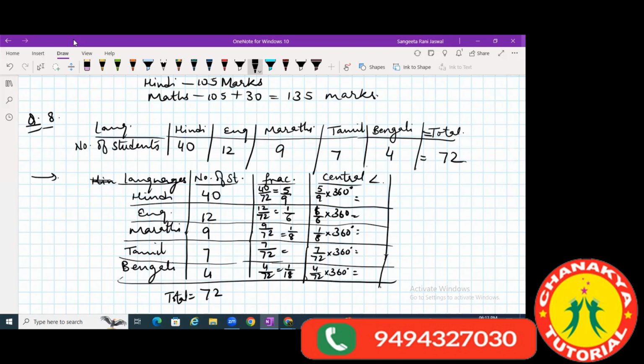Ma'am, the first one is 200 degrees. Ma'am, for Tamil it is 35. What is the next one? Tell me what the central angle is for the next one. Ma'am, 60 degrees. Okay, next one. 45 degrees. Next. 35 degrees. Next, 20 degrees. Okay.